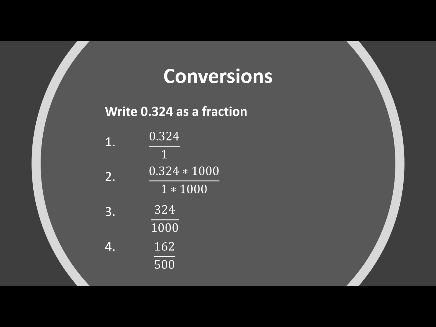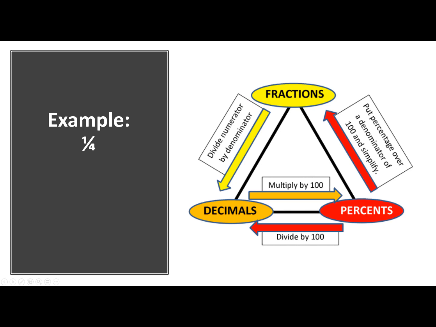And again, we have an even over an even, which means 2 will go into both of these. And if I take 162 divided by 2 and 500 divided by 2, we get 81 over 250. Again, to double check, we take 81 divided by 250, we should get 0.324.